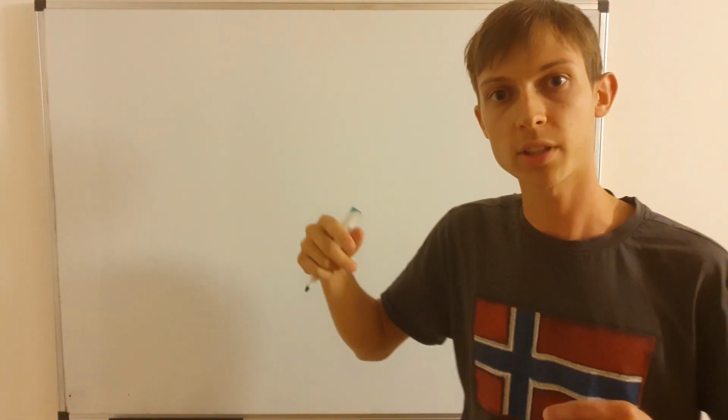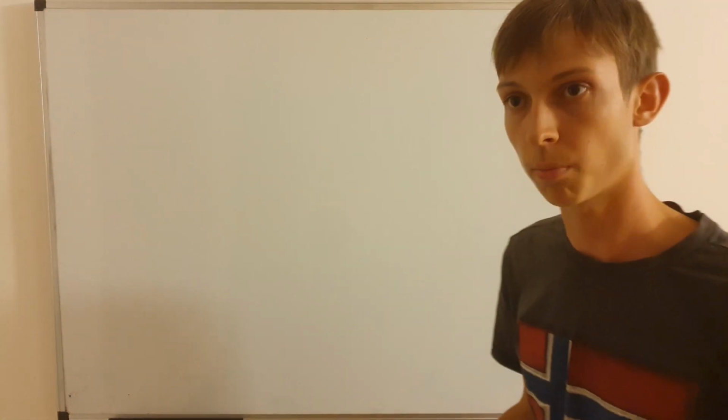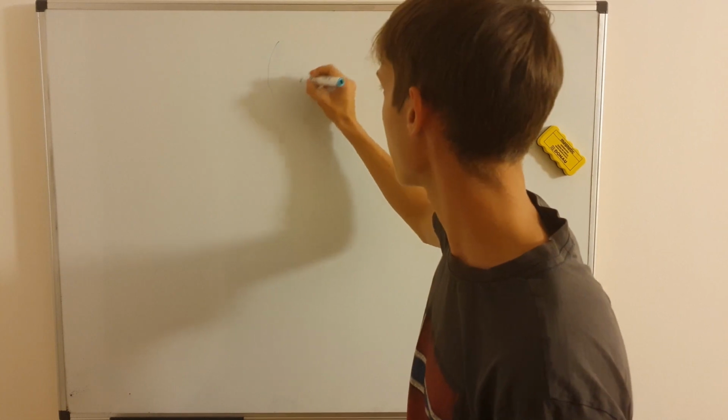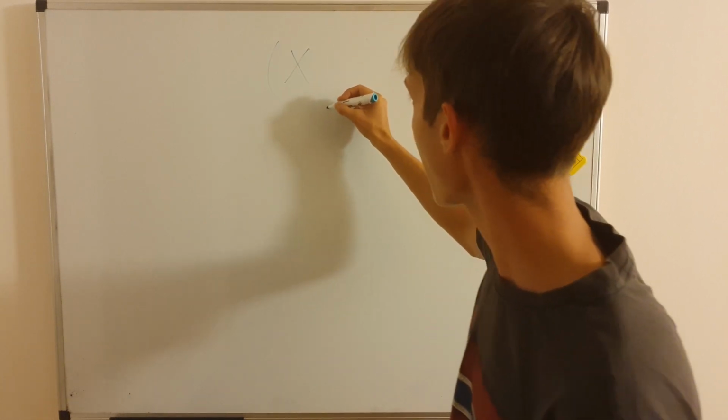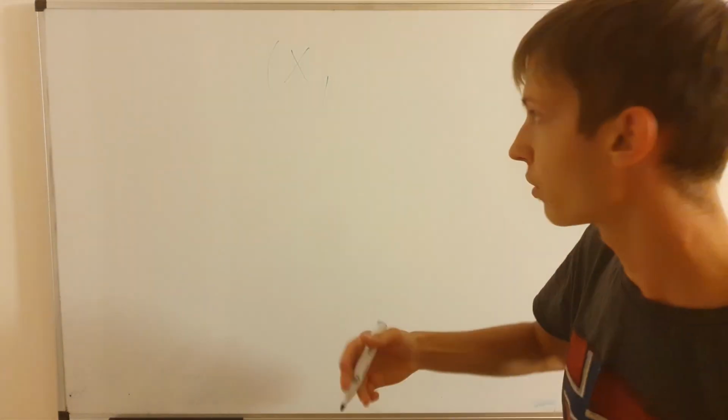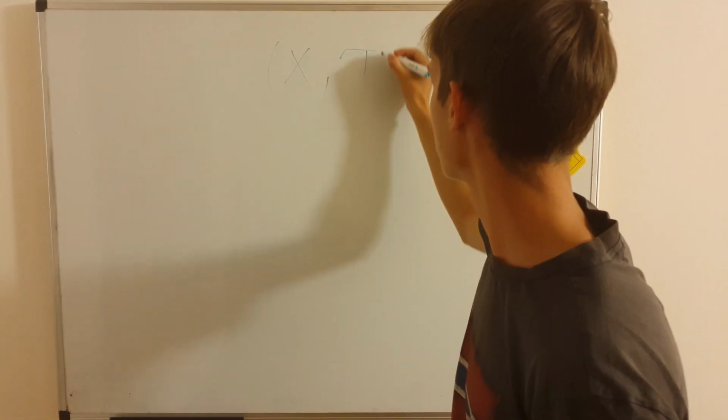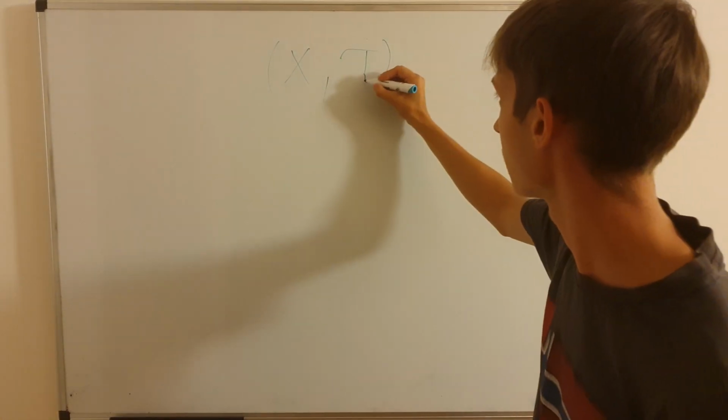Greetings. In this one, we'll talk about something called a discrete and an indiscrete topology. So, a topological space, as we've talked about before, has some set X, and on that set we have a topology, tau, usually with these names.